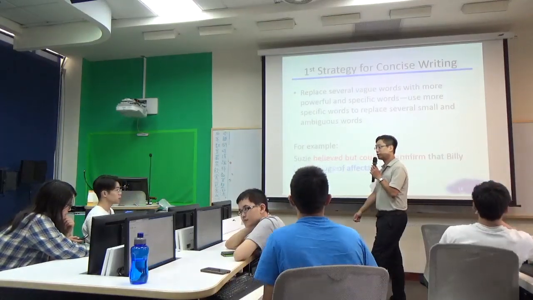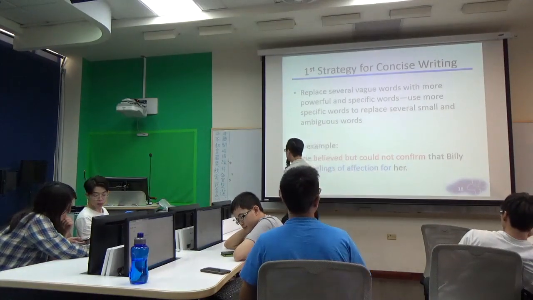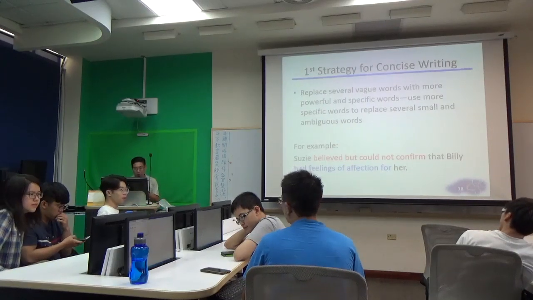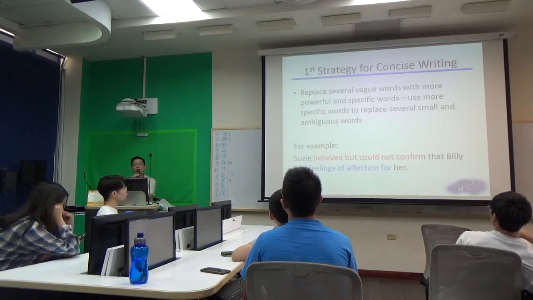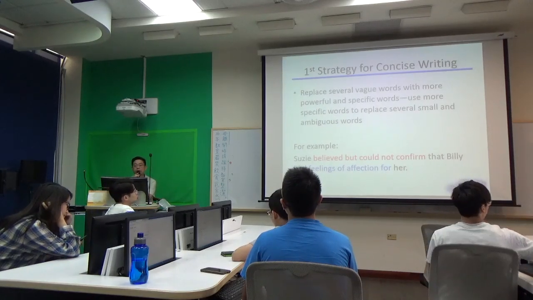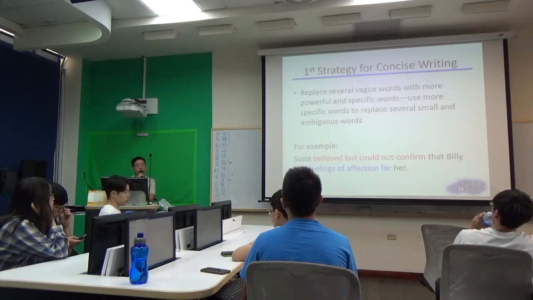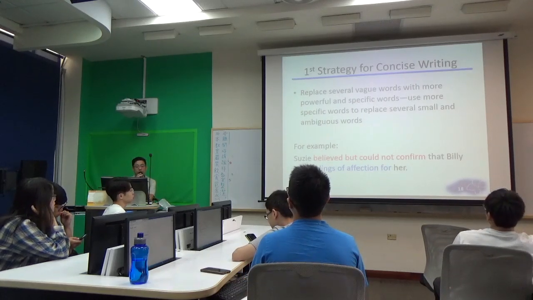Okay, are you done? Okay, so let's check your answer. Let's repeat what we are doing here. Our first strategy for concise writing is to replace several vague words, replacing those words that are not clear with more powerful and specific words. Okay, that's how we are doing.